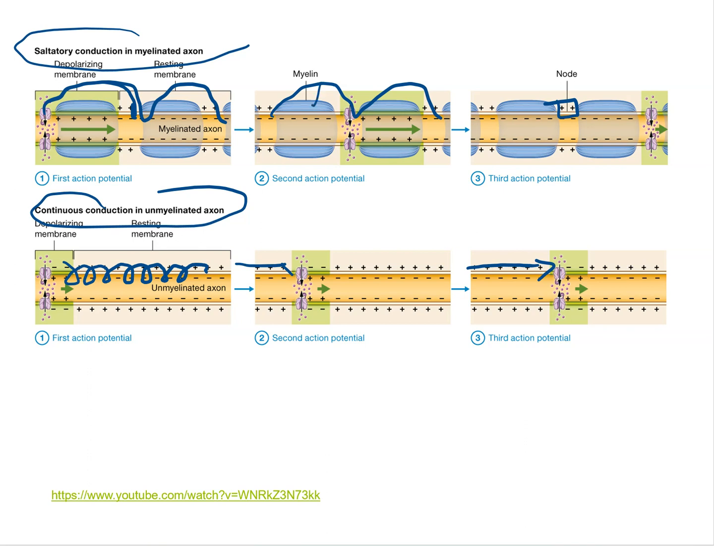Because you have the Schwann cell insulating, it kind of goes around the Schwann cell, and then that piece depolarizes, and around, and then that part. So it only has to depolarize the nodes, which makes it move a lot faster. So this is a little animation in YouTube that I found that might help you visualize this.